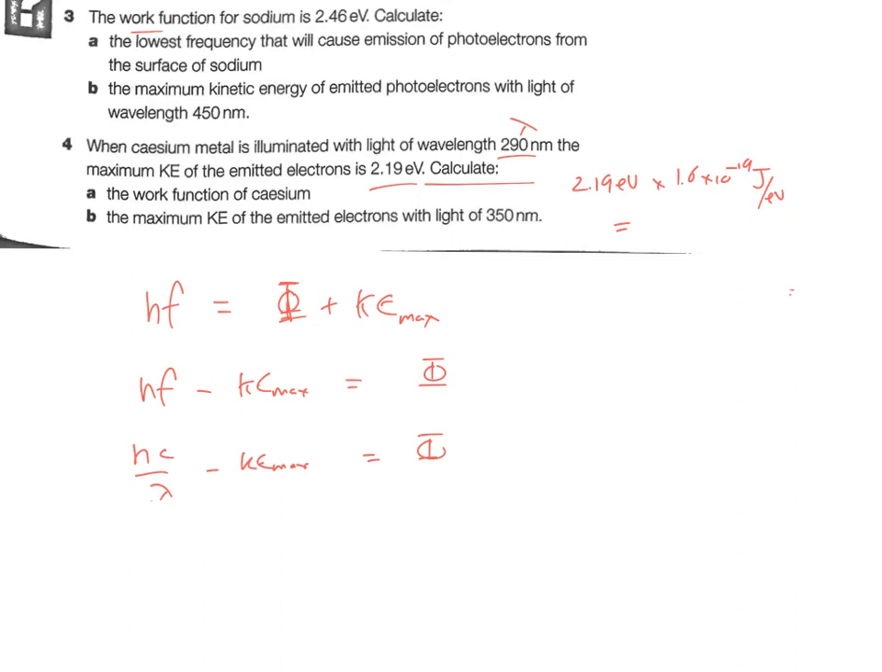So 2.19 by 1.6 by 10 to the minus 19, again not forgetting the power button and the brackets. That becomes 3.504 by 10 to the minus 19 joules. So that's what we need to use here if we're going to subtract this value, kinetic energy max, from this hc over lambda, the energy of the photons coming in.